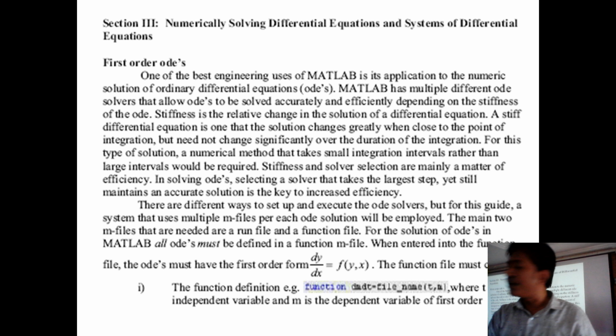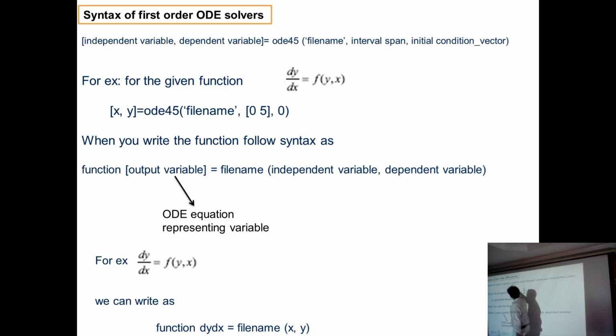use a square brace, write first the independent variable, write comma, write the dependent variable, close the square brace, write equal symbol, write ODE 45, then start normal parenthesis, use single quotes to write the file name, write the interval span, write the initial condition.